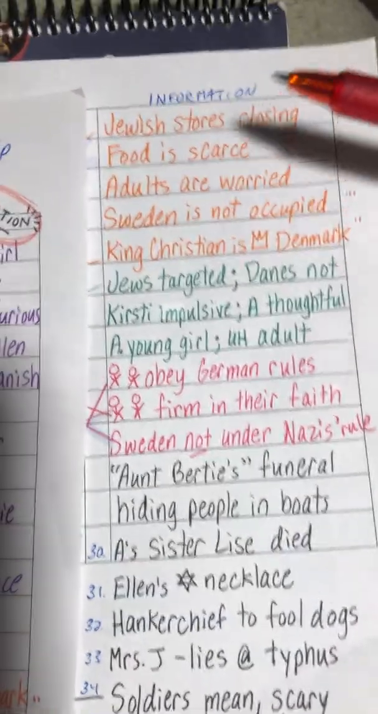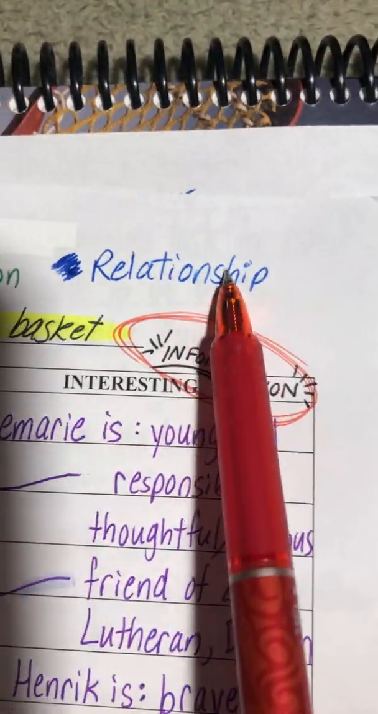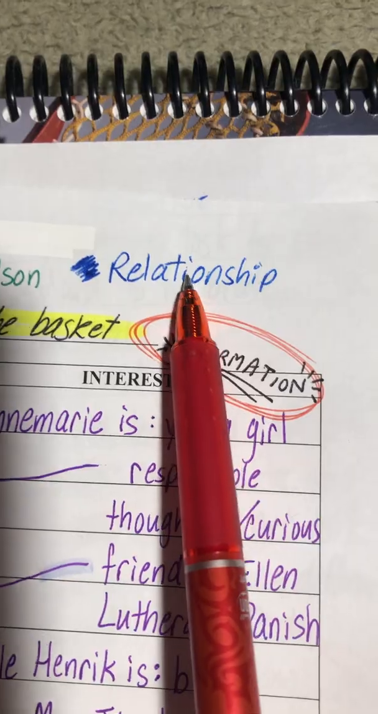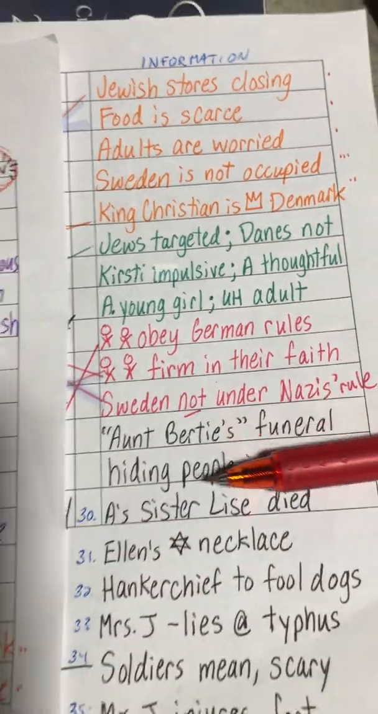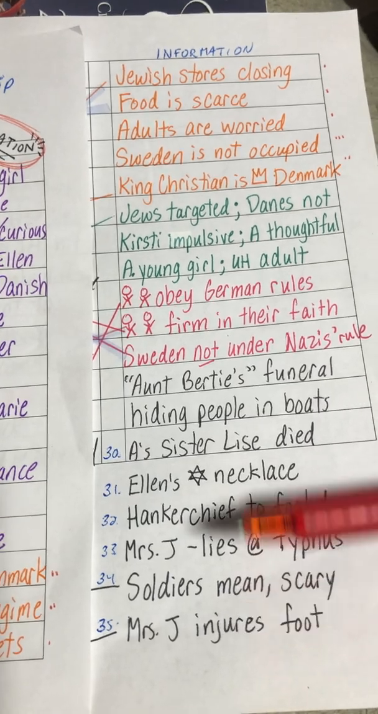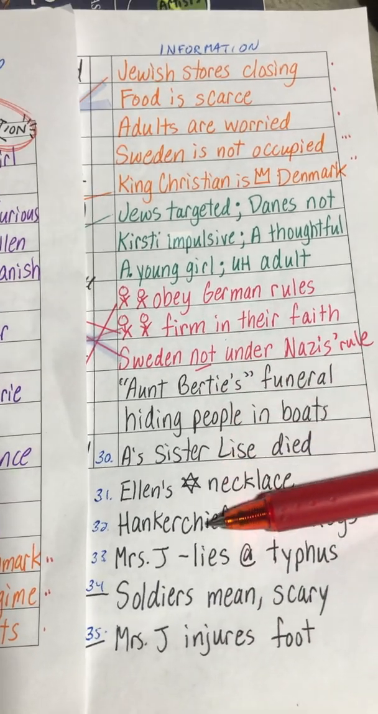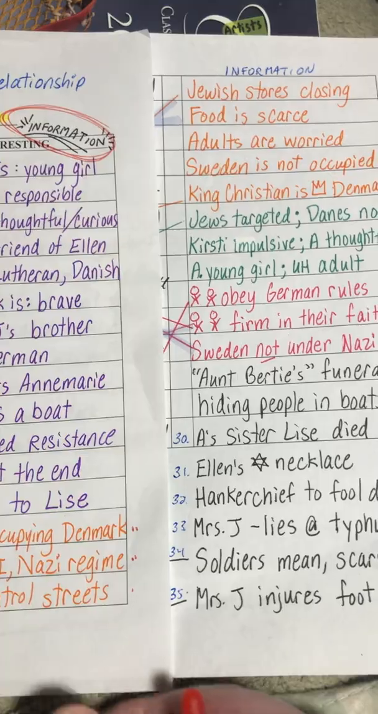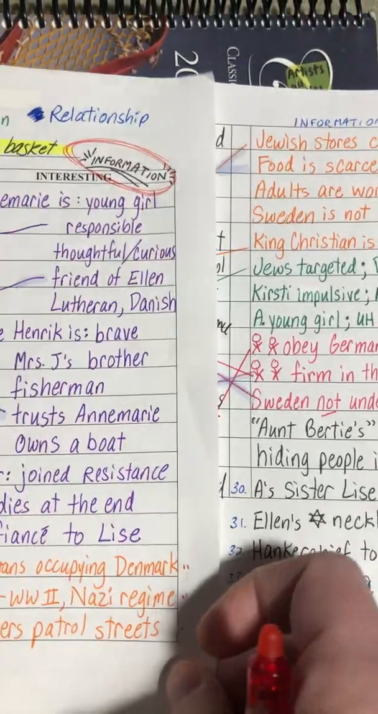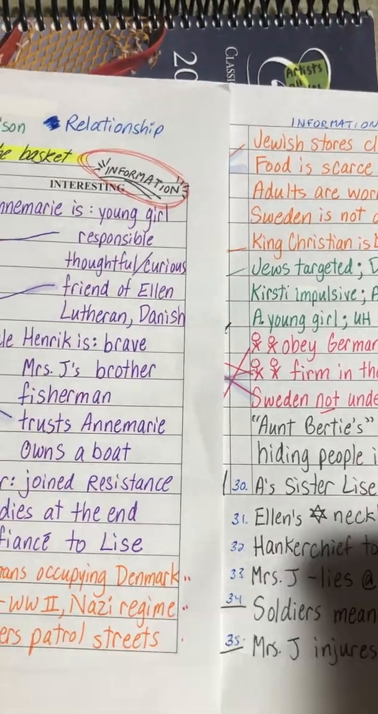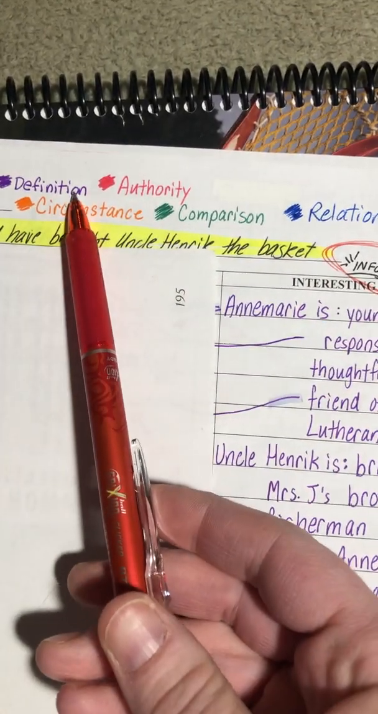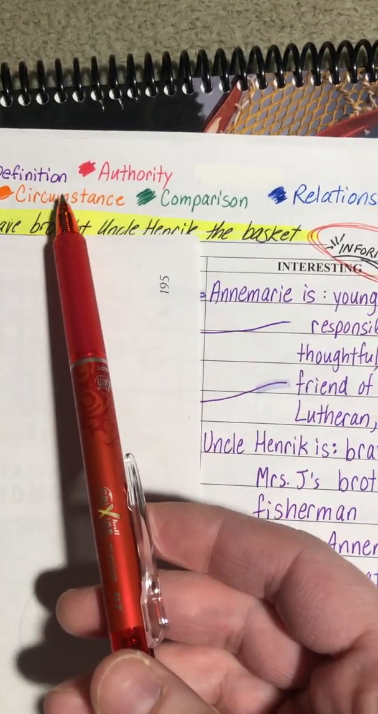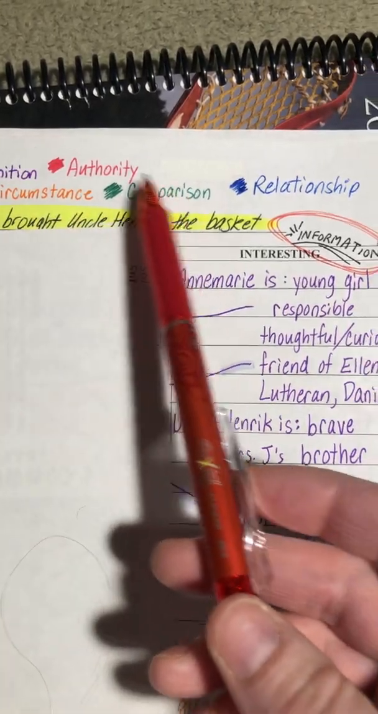You can see, and we didn't even get to relationship, we ran out of time, but that would have been another whole area of things that we could have put into our interesting column. This black stuff here at the bottom were just other things that we noted. I color-coded the information section just so that you could see where these came from, that they were in fact from our 5 common topics: definition, circumstance, comparison, authority.